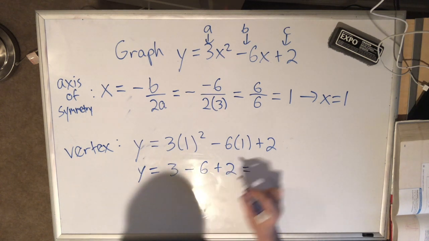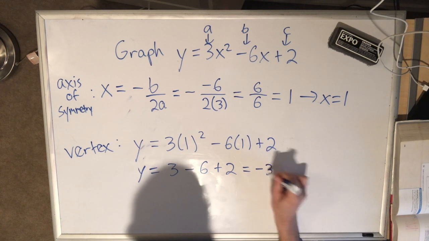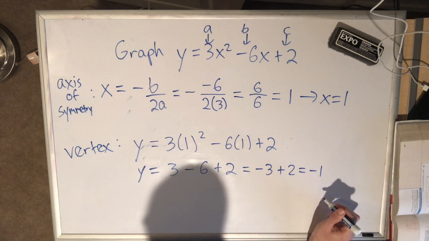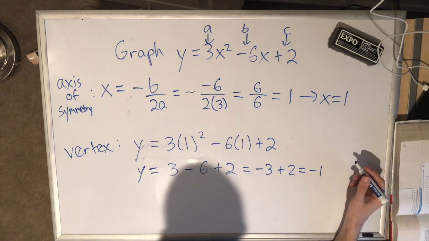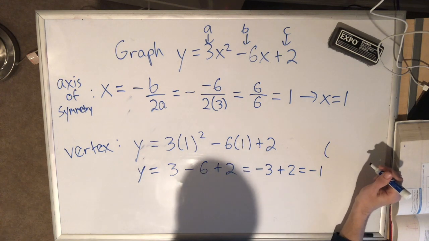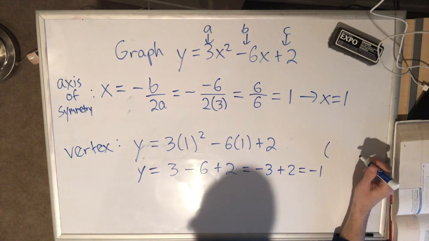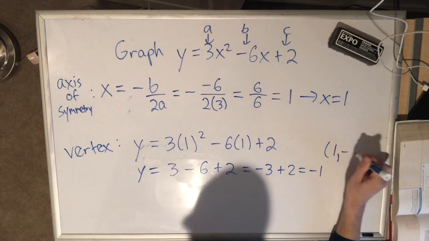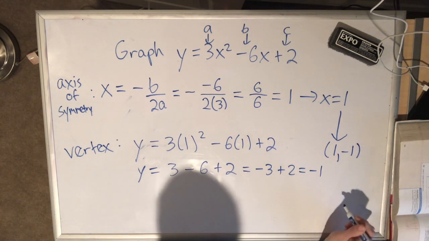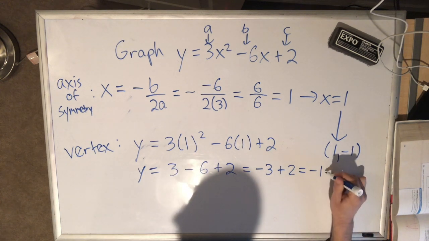3 minus 6 is negative 3. Negative 3 plus 2 is negative 1. So the vertex, or the lowest point on the parabola, is 1 comma negative 1. And we got 1 from finding the axis of symmetry.